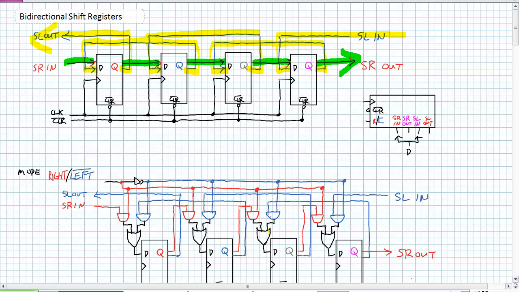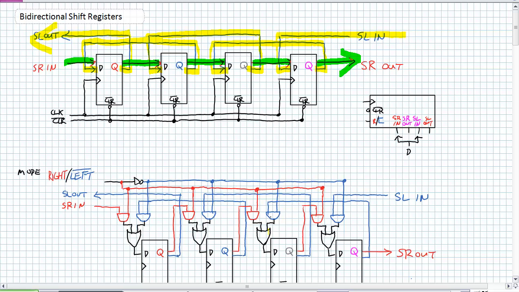Okay, there are two ins, a shift right in and a shift left in. There are two outs, a shift right output and a shift left out. So what is the shift right input? It's D red. What is the shift right output? It's Q pink. What is the shift left input? It's D pink. What is the shift left output? It's Q red.